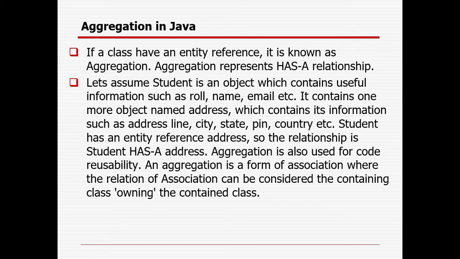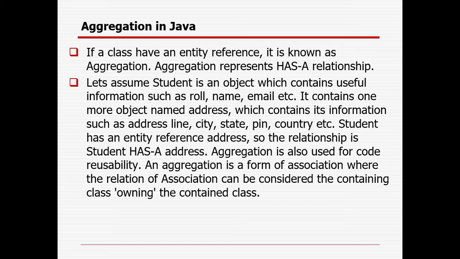So student has an entity reference address. The Student class has an entity reference to the Address class. So the relationship is student has an address. That is called aggregation. Aggregation is also used for code reusability.